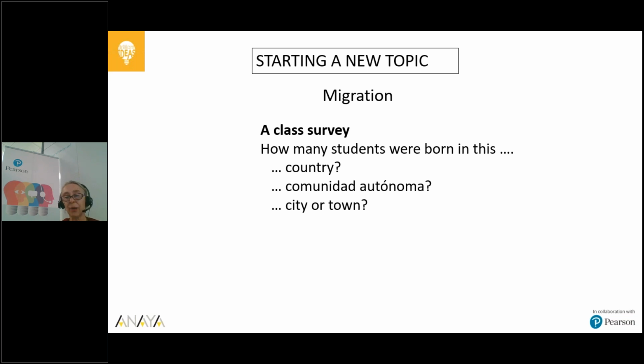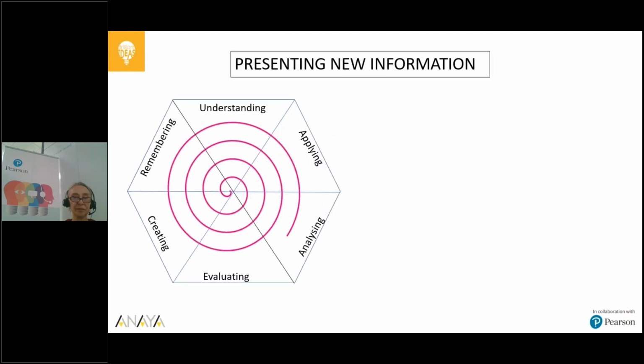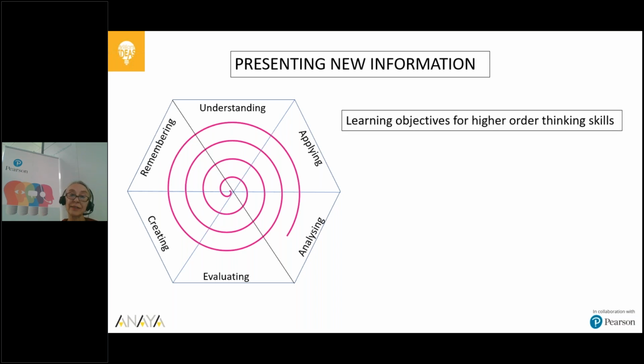Let's go on to looking at how we can present new information, working with all the thinking skills and sets and spiraling around so that we work quickly into the HOTS, the higher order thinking. Now, there are different things that you have to bear in mind when you're presenting new information. And I think probably the most important one is, what are your learning objectives? The learning objectives need to be firmly aimed at the higher order thinking skills.